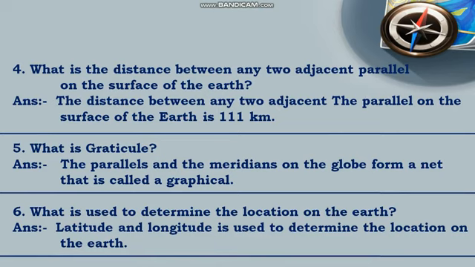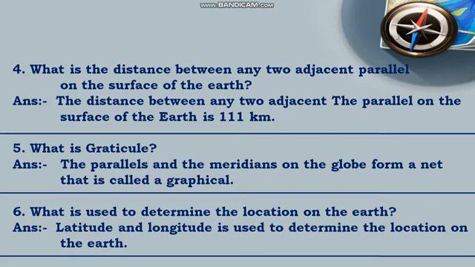Fourth, what is the distance between any two adjacent parallels on the surface of the earth? Answer, the distance between any two adjacent parallels on the surface of the earth is 111 kilometers.